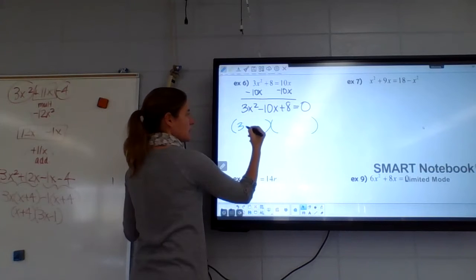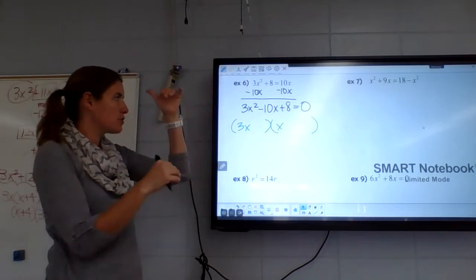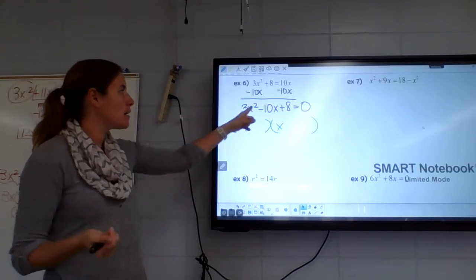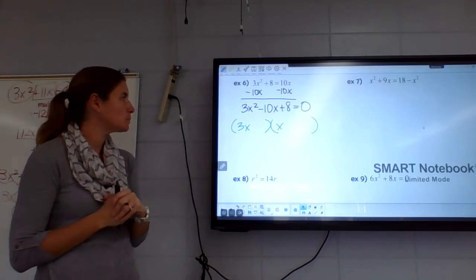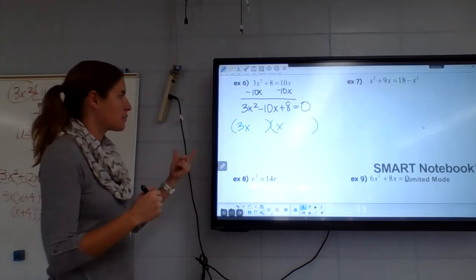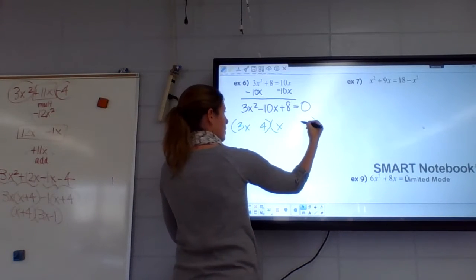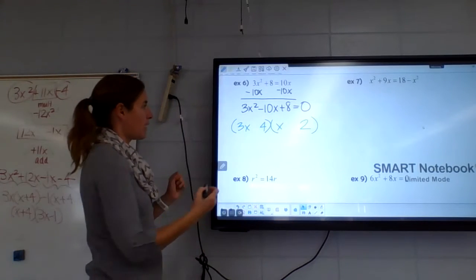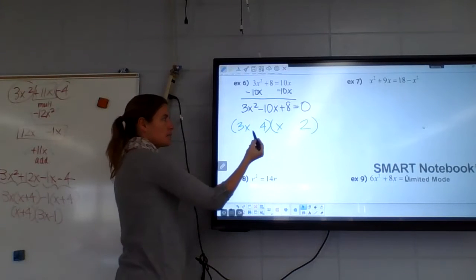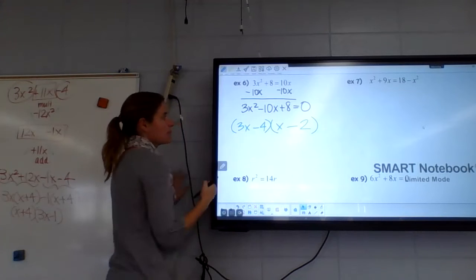So we know it has to be 3x times x. I want to multiply to get 8. But when I do my O and I terms, those middle two terms, I want it to end up being a negative 10. So I'm going to do 4 and 2 then. So if I have 3 times 2 is 6, 4 times 1 is going to be 4, and then I want them both to be negative.